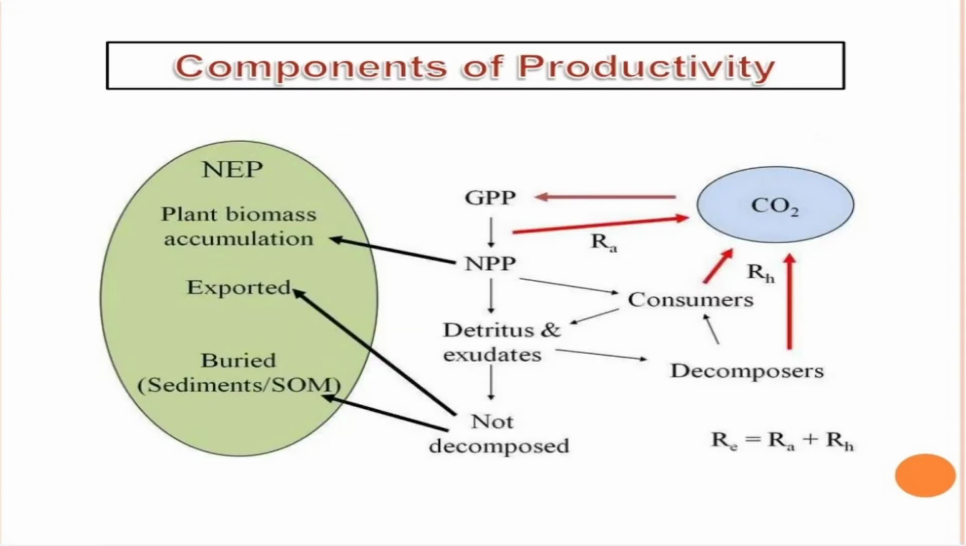This is the diagram of the components of productivity, showing plant biomass accumulation, exported, buried sediments, GPP, NPP, exudates, not decomposed, consumers and decomposers, and the CO2 released from these.